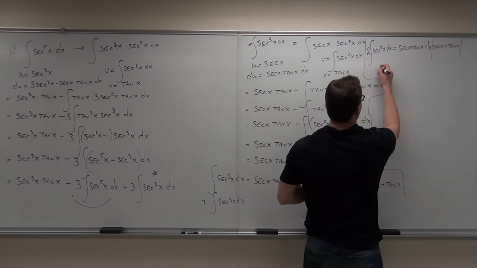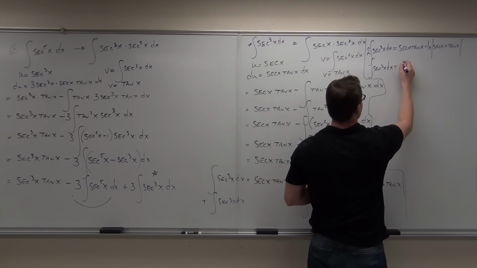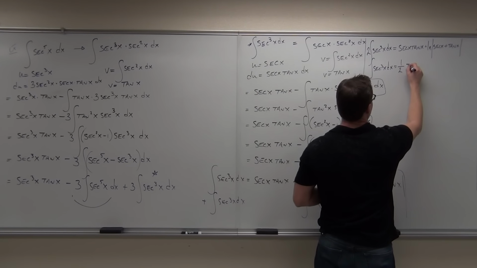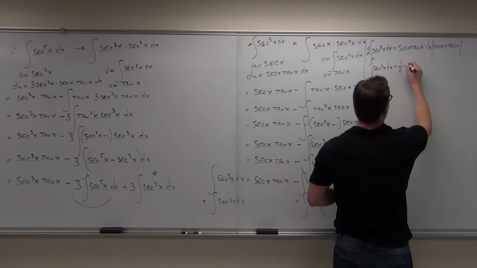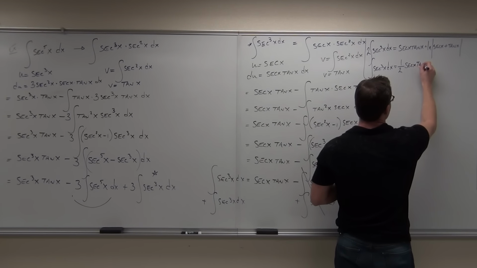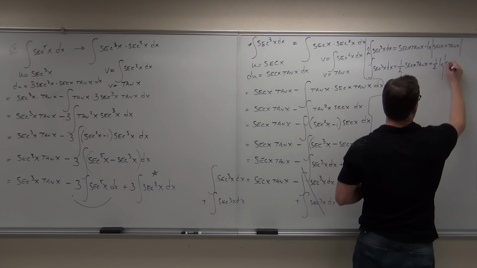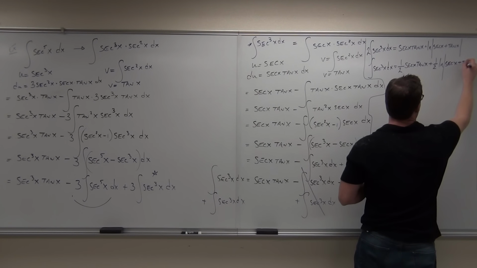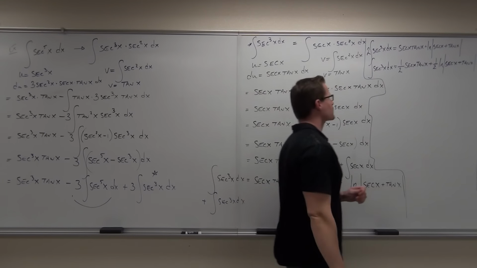So we're going to get integral secant cubed x dx equals 1/2. You can do a bracket around the whole thing, or you can do 1/2 for each of them. 1/2 secant x tan x plus 1/2 ln absolute value of secant x plus tan x, absolute value. I went crazy with my absolute values.